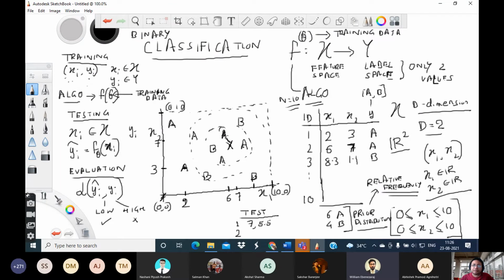Sir, but if it was very close to B, for instance, but it is actually in an area that is dominated by A, wouldn't that be a false classification? Yes, that may also be. So let's go step by step. Definitely that's a correct point.